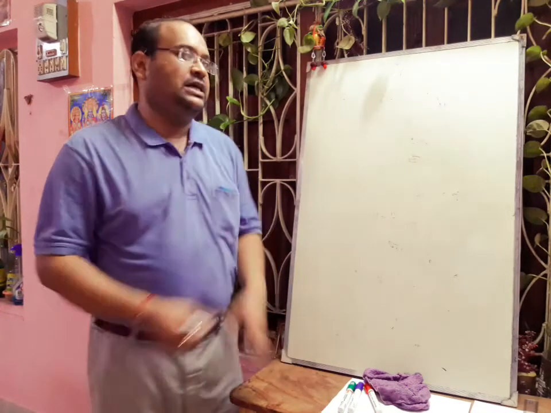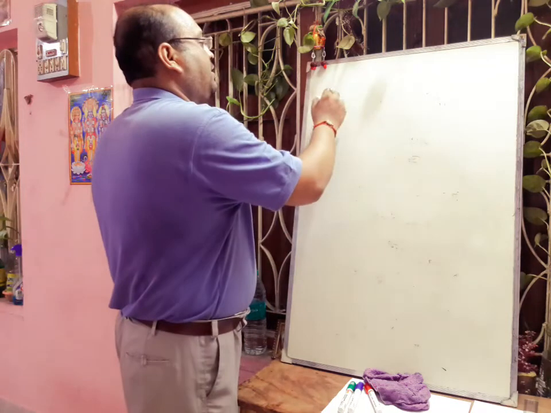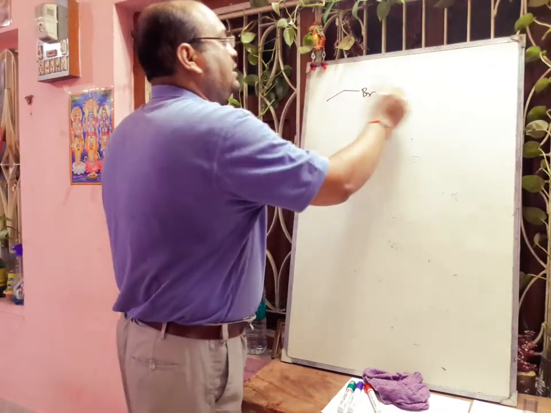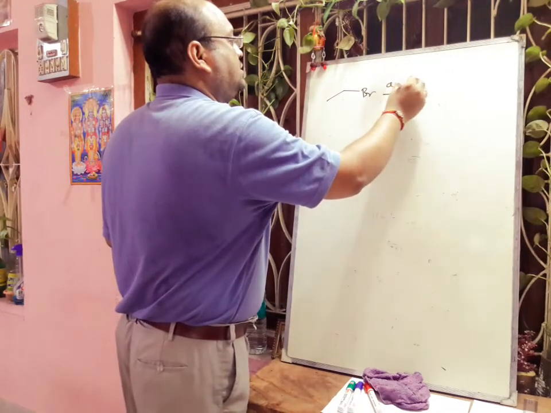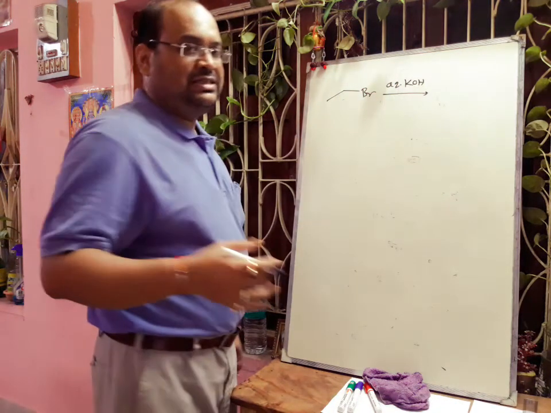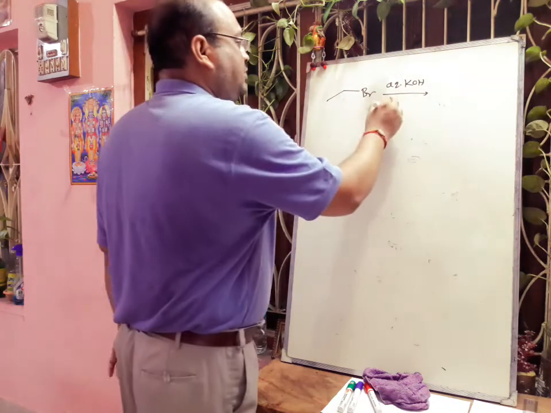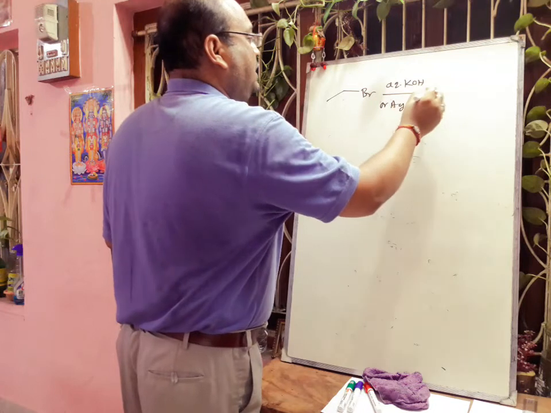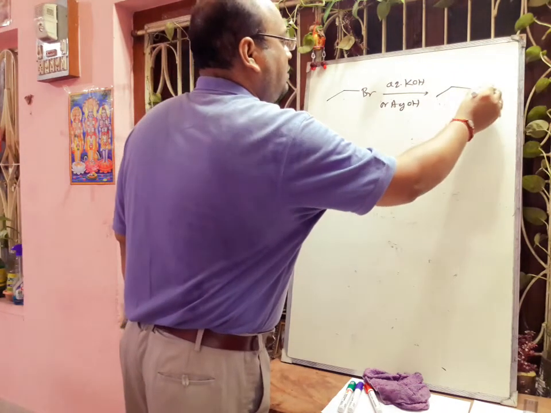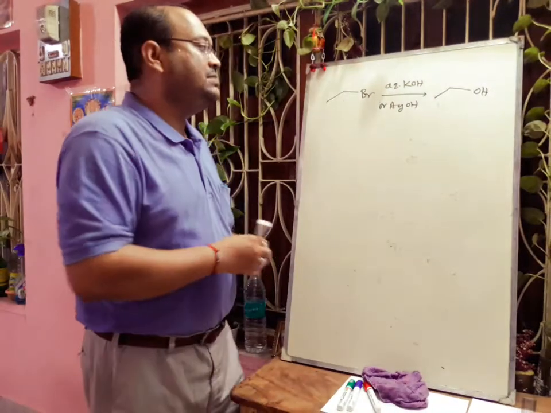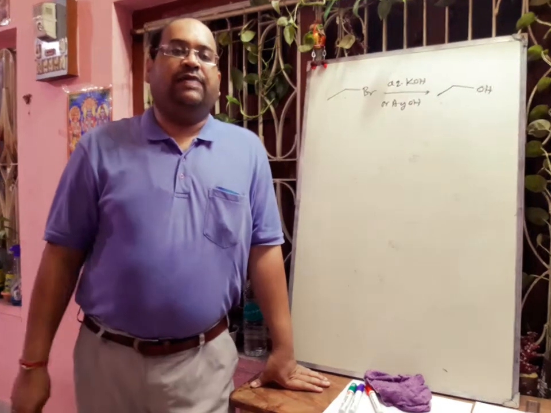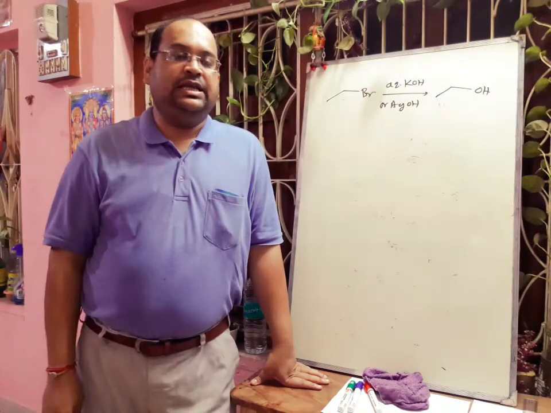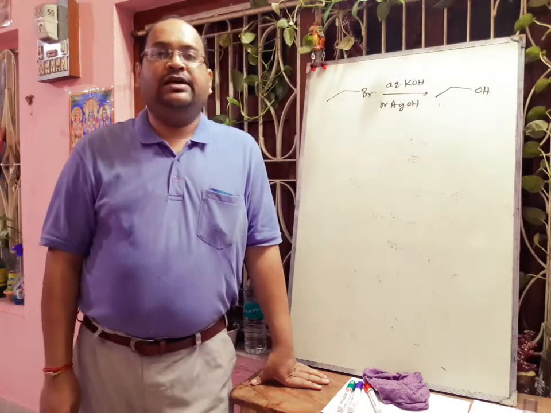We have already discussed that if we take any alkyl halide and add aqueous KOH or moist silver oxide, AgOH, then we can easily prepare the corresponding alcohol. And the process is a simple SN2 reaction, bimolecular nucleophilic substitution reaction, and by this process we also can prepare alcohol.